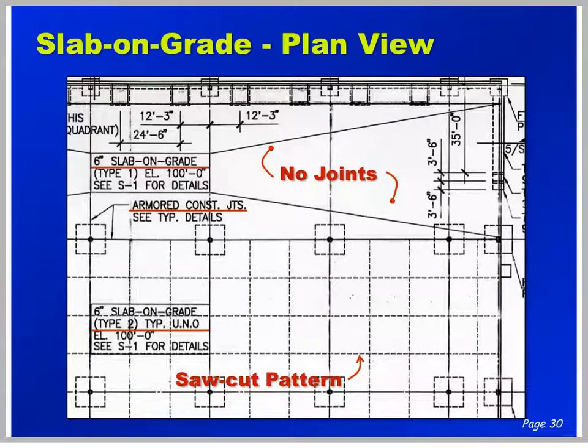Slab-on-grades are typically shown on the foundation plan. Here we see two types of slabs. The slab on grade in the dock is without joints, while type 2 in the rack area has joints. The joints on this plan are indicated by dashed lines.